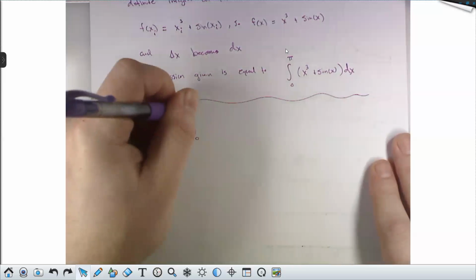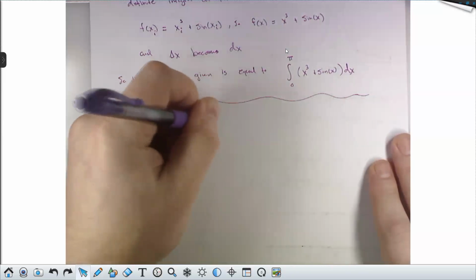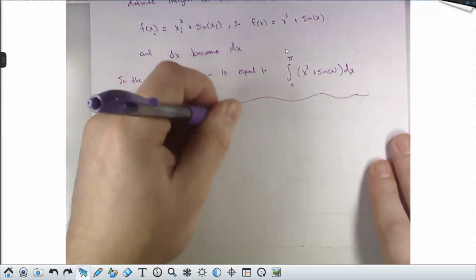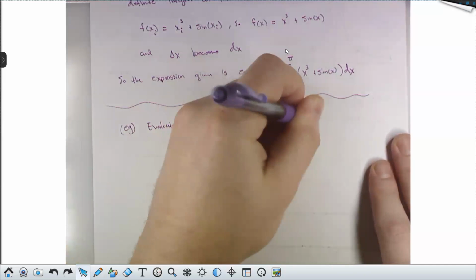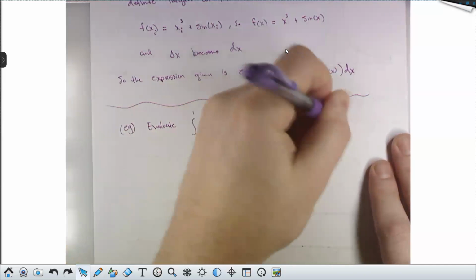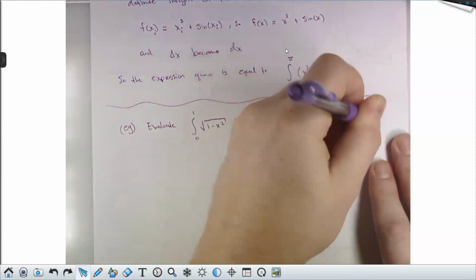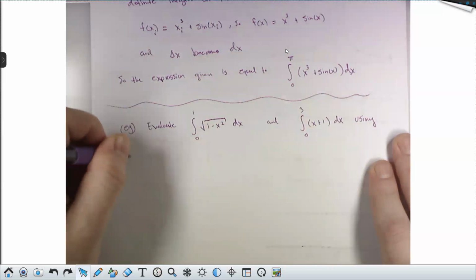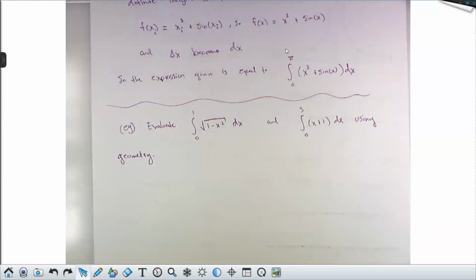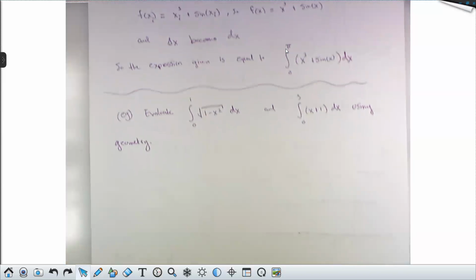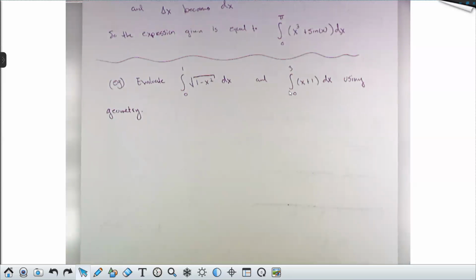Evaluate the integral from 0 to 1 of the square root of 1 minus x squared dx and the integral from 0 to 3 of x plus 1 dx using geometry. So no Riemann sums, no limits. That's the good news here. We're going to use geometry. So you're not going to set up a Riemann sum or evaluate any summation formulas. What you do need to do here is think about the graphs. Let me start with this one.